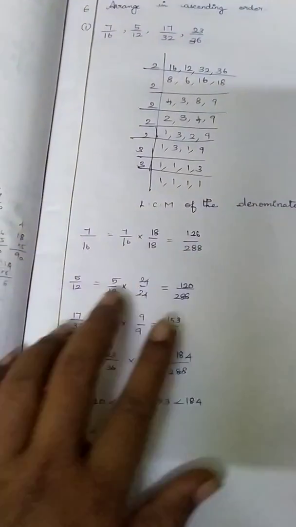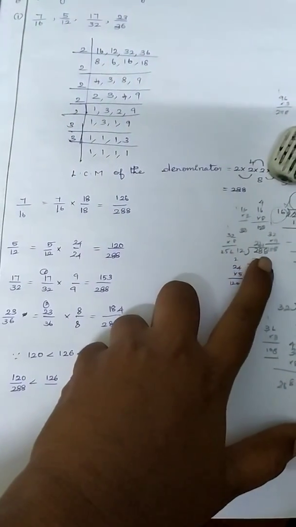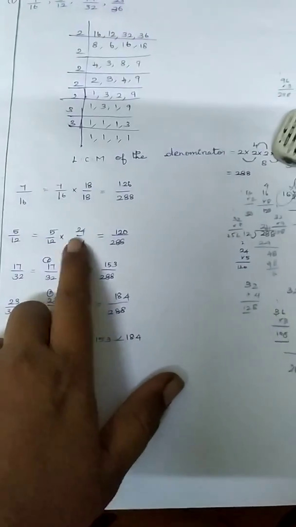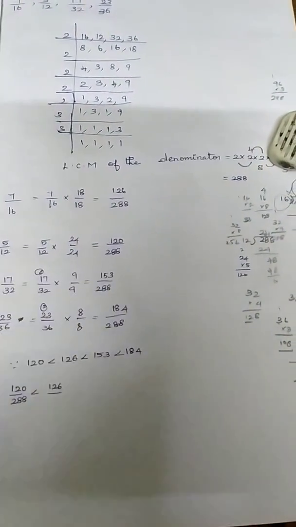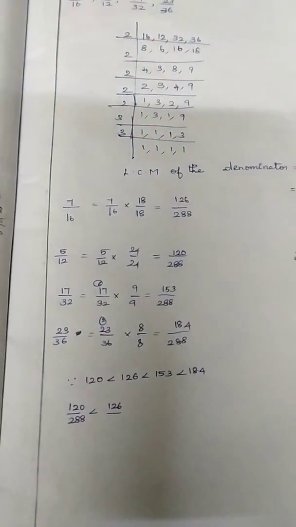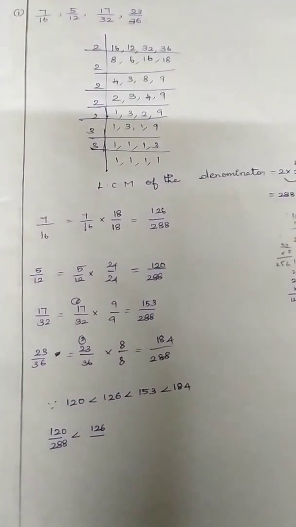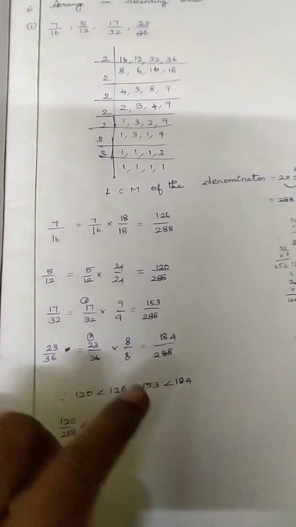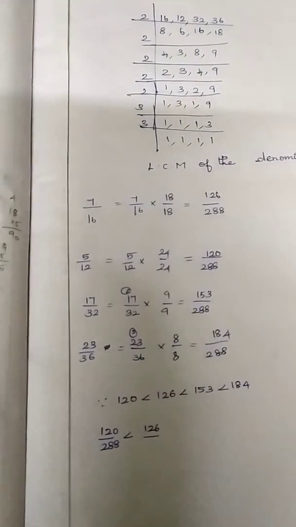In the same way, 5 by 12. I have divided 288 by 12, and the quotient I got is 24. So when you multiply both numerator and denominator by 24, you will get the common denominator 288 and numerator 120. In the same way, you work out the remaining fractions and compare the numerators. I have written them from smaller number to bigger because it is ascending order. Then you can write its corresponding fractions.